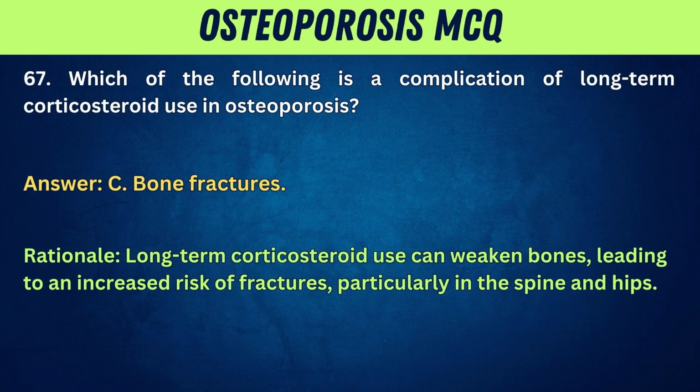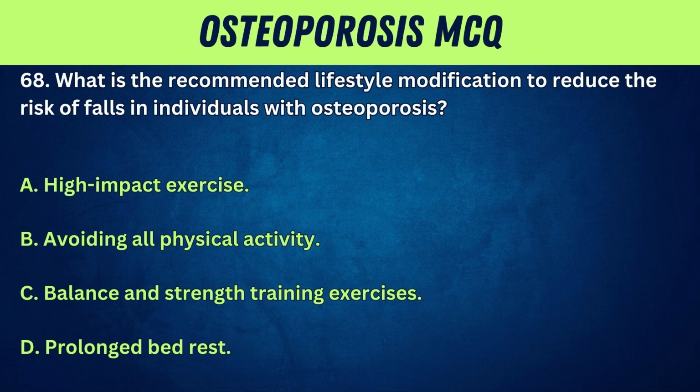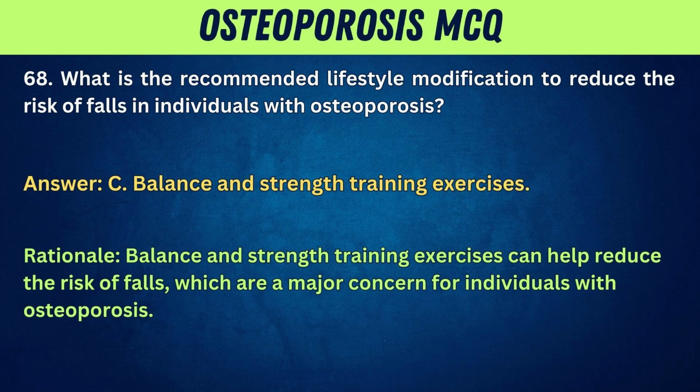Bone fractures. Rationale: long-term corticosteroid use can weaken bones, leading to an increased risk of fractures, particularly in the spine and hips. 68. What is the recommended lifestyle modification to reduce the risk of falls in individuals with osteoporosis? A. High-impact exercise. B. Avoiding all physical activity. C. Balance and strength training exercises. D. Prolonged bed rest. Answer: C. Balance and strength training exercises.